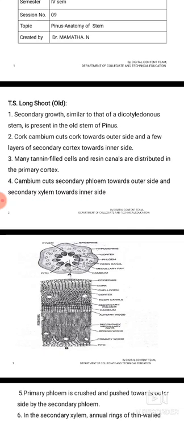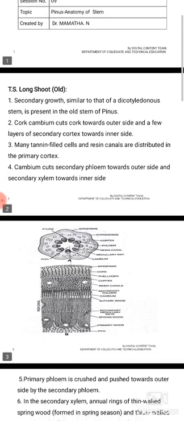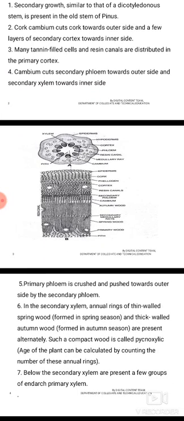Many tannin-filled cells and resin canal cells are distributed in the primary cortex. The cambium cuts secondary phloem towards outside and secondary xylem towards inner side. The primary phloem is crushed and pushed towards outside by secondary phloem.